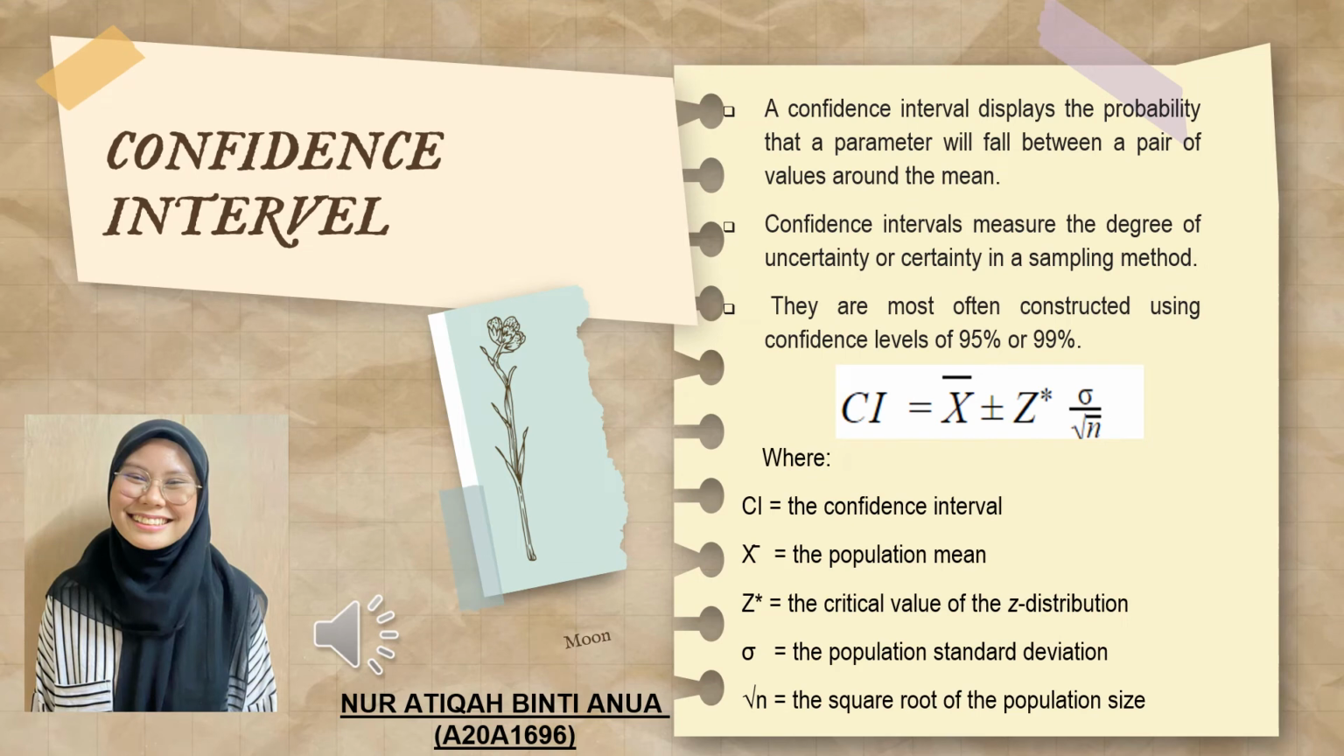Okay, confidence interval. Let's explain. A confidence interval displays the probability that a parameter will fall between a pair of values around the mean. It measures the degree of uncertainty or certainty in a sampling method. Most constructs use a confidence level of 95% or 90%. This is the formula we used.